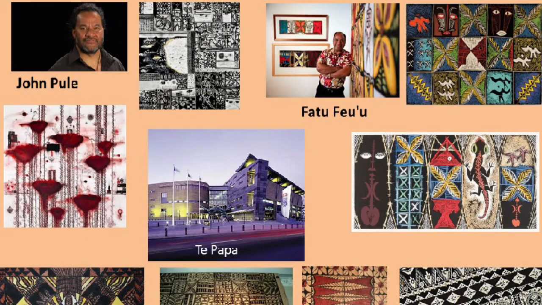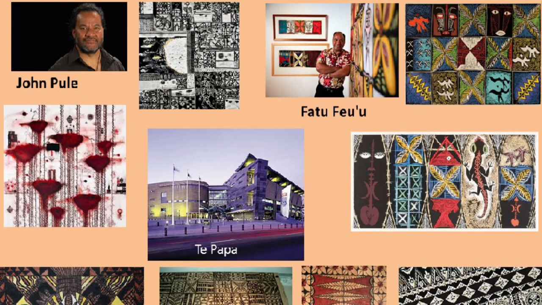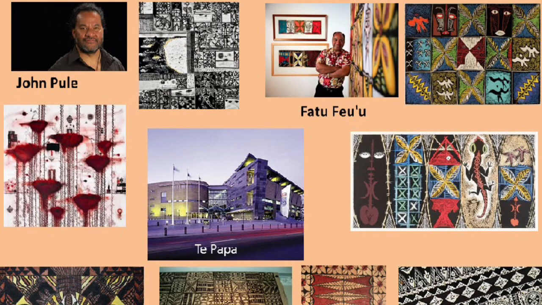I'm going to describe a context that could be used in a classroom to engage students. Imagine Te Papa is to hold an exhibition that looks at the relationship between 2 contemporary Pasifika artists and traditional tapa cloth. The artists I've chosen are John Pule and Fatu Fe'uu. Fatu grew up in Samoa and immigrated to New Zealand in 1966 when he was 20, and has been exhibiting his artwork since the early 80s.